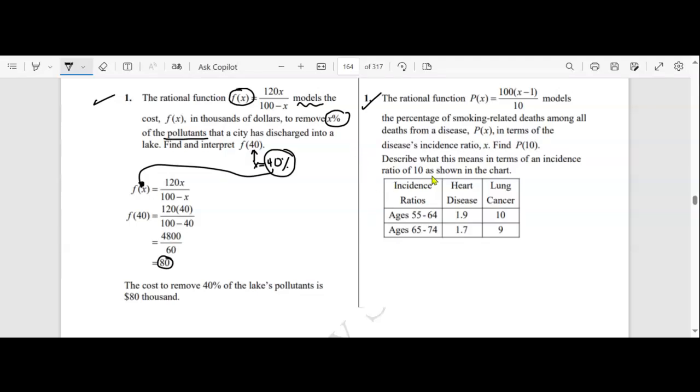So here, the rational function p of x equals this function here. It models the percentage of smoking-related deaths among all deaths from a disease, p of x, in terms of the disease's incidence ratio.